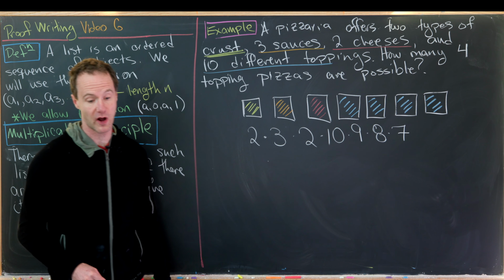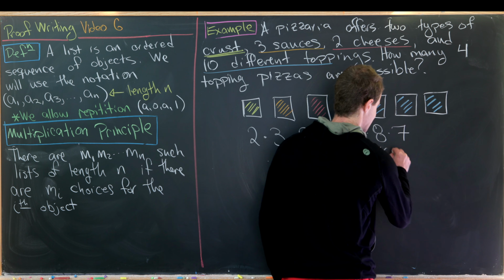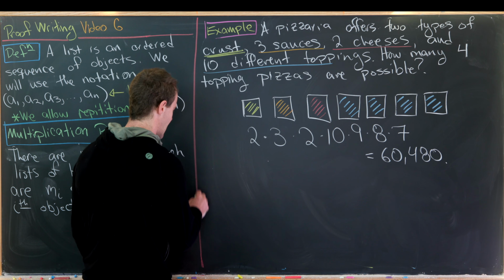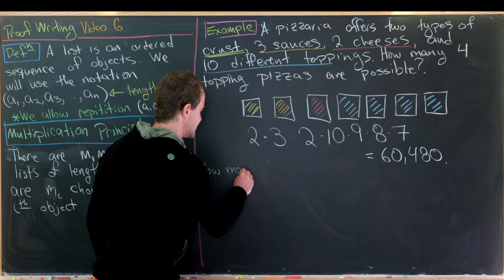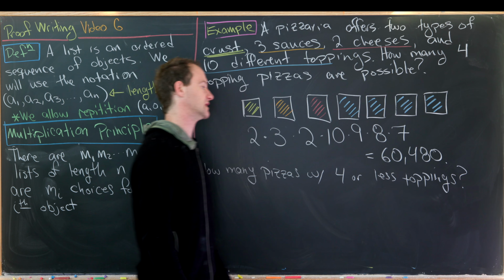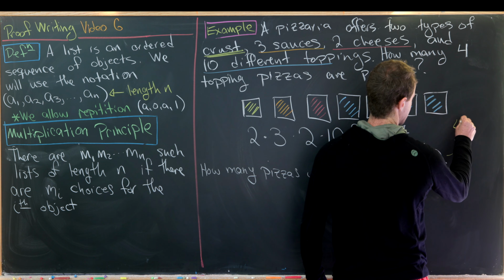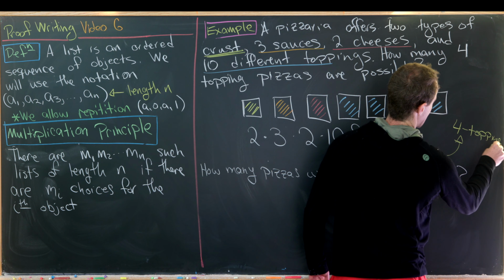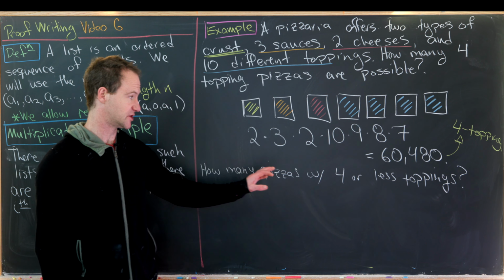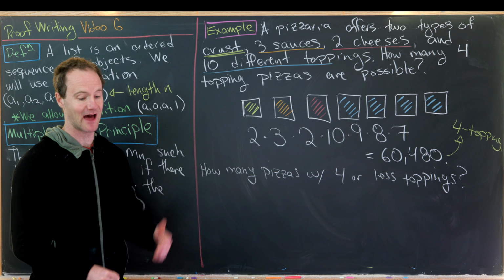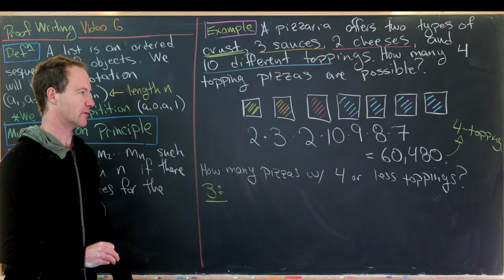So now we can take the product of all of those, and what we'll see is that there are 60,480 total pizzas. Okay, so now let's do a quick follow-up problem, and that will be how many pizzas are there with 4 or fewer toppings? Well, we just decided that the number with 4 toppings was this 60,000. So all we need to do here is determine the number with 3 toppings, 2 toppings, 1 topping, or 0 toppings, a plain cheese pizza, and then add those together. So I think we can do that without maybe doing our graphic, just motivated by what's going on here.